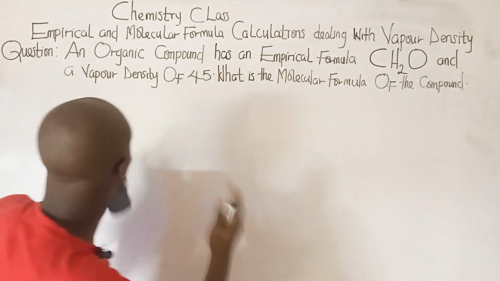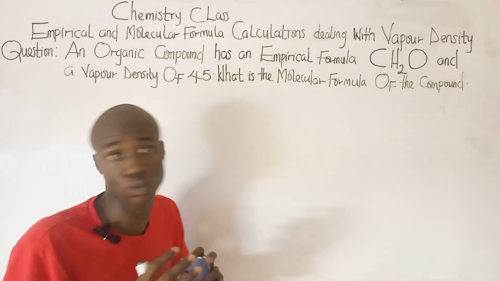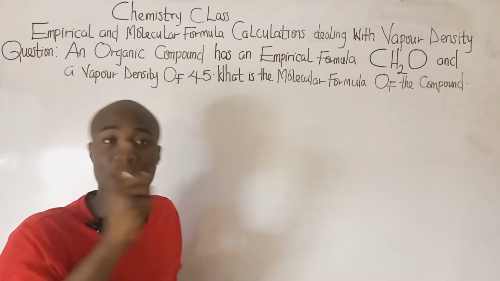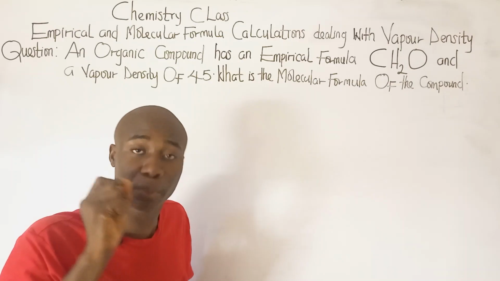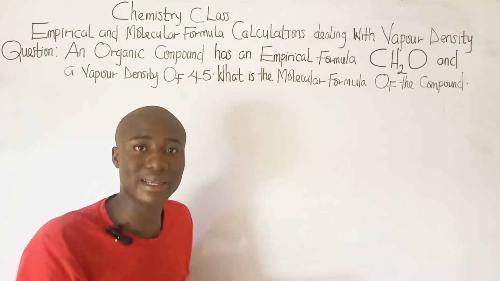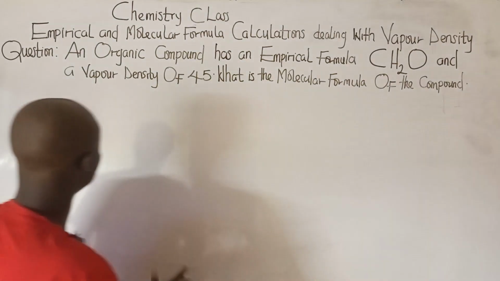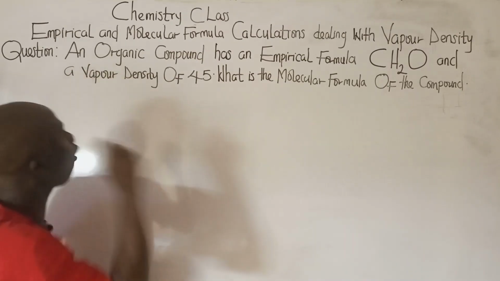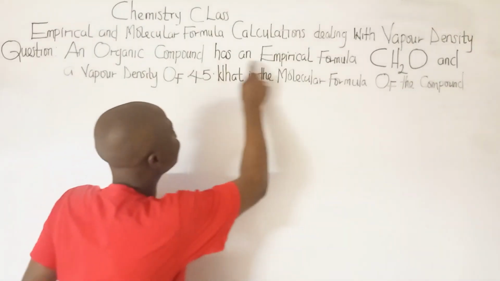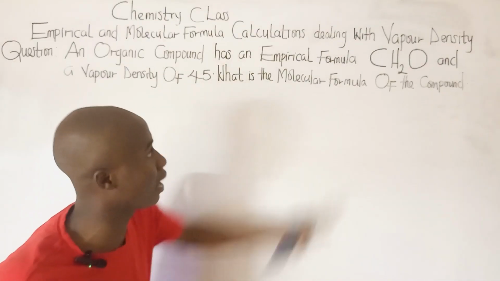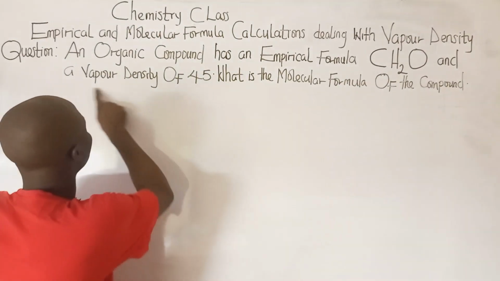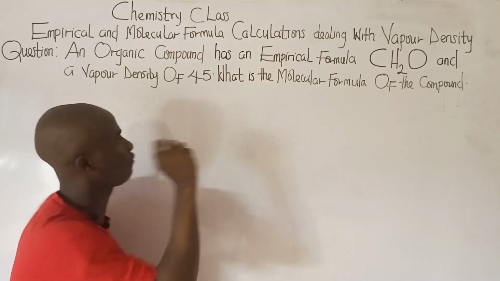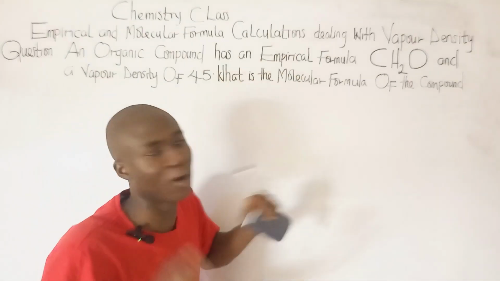So let's read out the question and solve it together. After solving, I'm going to give you your own practice question to practice with, and you provide the answer in the comment section below. So the question says, an organic compound has an empirical formula of CH2O and a vapor density of 45. What is the molecular formula of the compound?